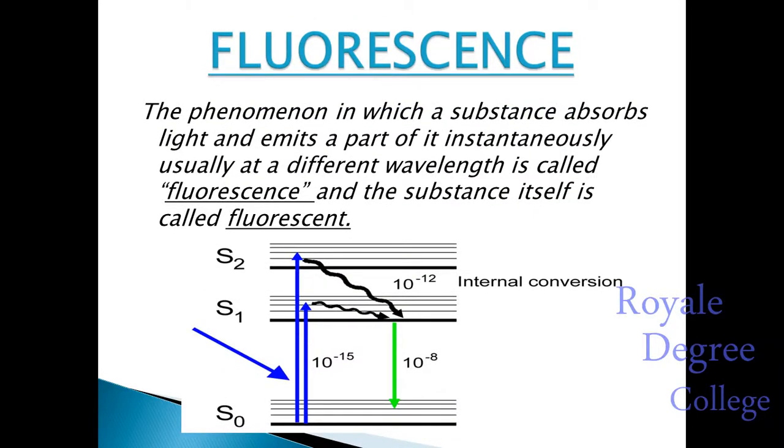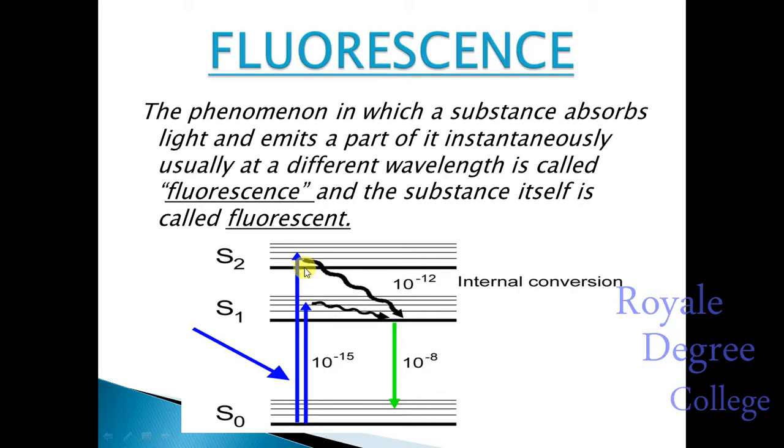Now we'll talk about fluorescence. The phenomenon in which a substance absorbs light and emits a part of it instantaneously, usually at a different wavelength, is called fluorescence. And the substance itself is called fluorescent. Here you can see the diagram. This is the S0. This is nothing but singlet ground state, singlet first excited state, singlet second excited state.